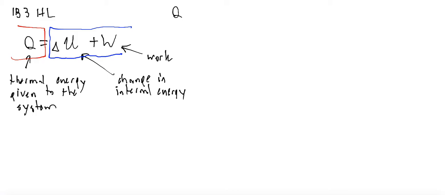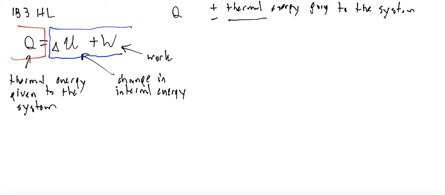So Q, the thermal energy which is given to the system. If it's positive, it means that thermal energy is going to the system. If it's negative, then what happens? Of course, then thermal energy is going out of the system.